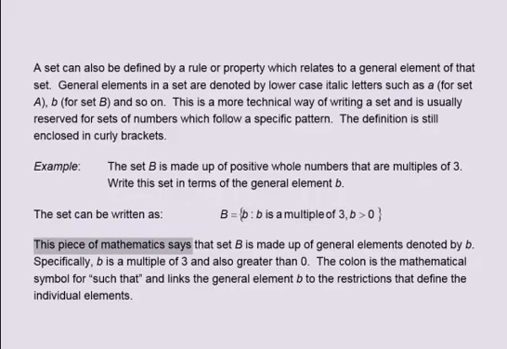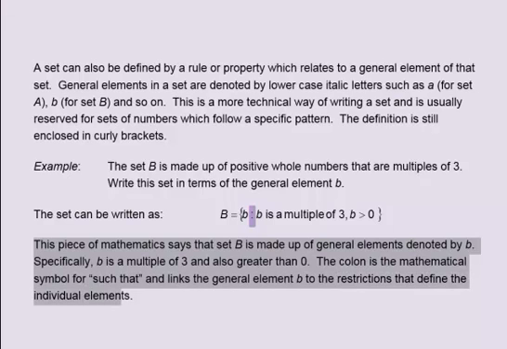This piece of mathematics says that the set uppercase B is made up of general elements denoted by lowercase b. Specifically, b is a multiple of 3 and also greater than 0. The colon is the mathematical symbol for "such that" and links the general element lowercase b to the restrictions that define the individual elements.